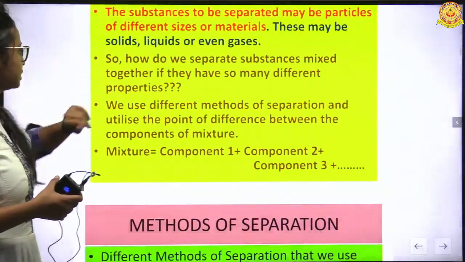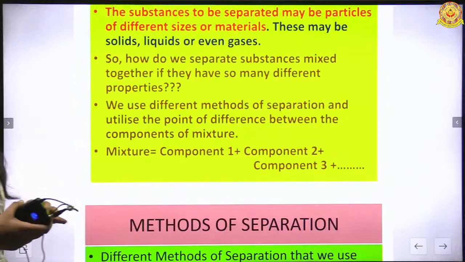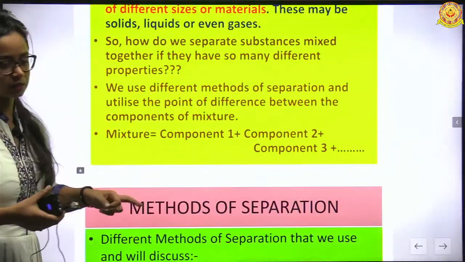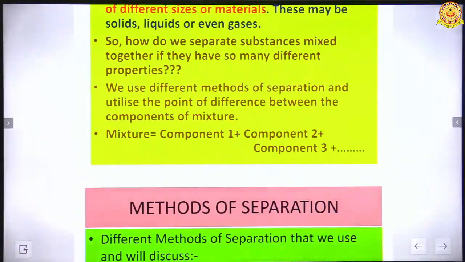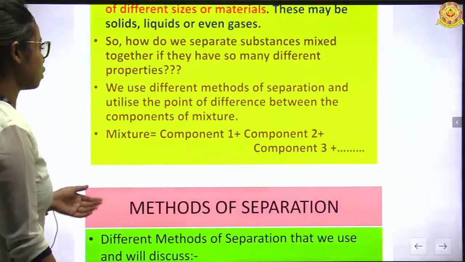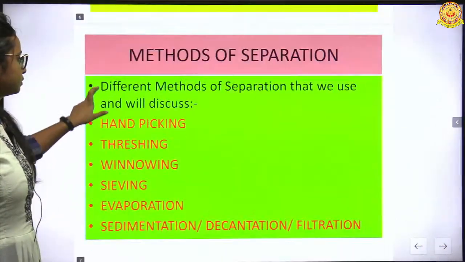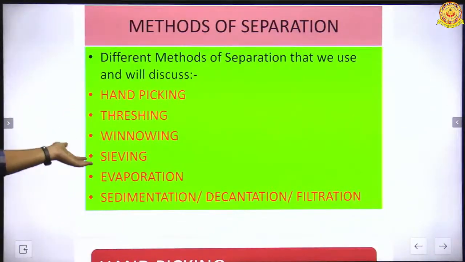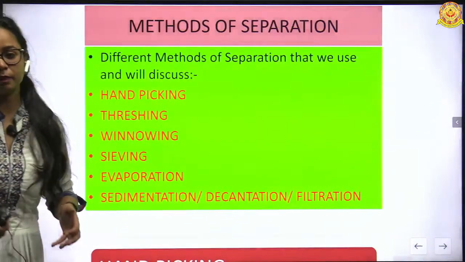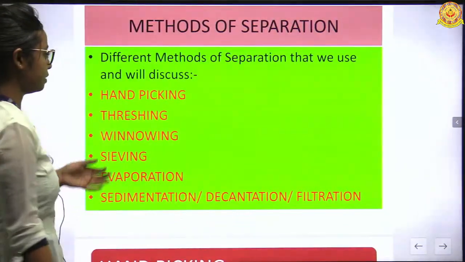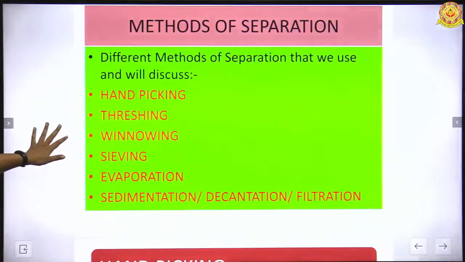So next is, how do we separate mixed substances if they have such different properties? We use different methods of separation and utilize the point of difference between a component and the mixture. Like I have told you in your class already, there are different types of methods for different purposes: hand picking, threshing, winnowing, sieving, evaporation, sedimentation, decantation and filtration. These are the different methods that we will discuss in this chapter.